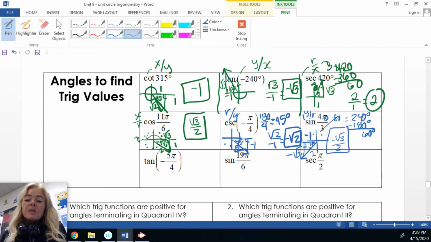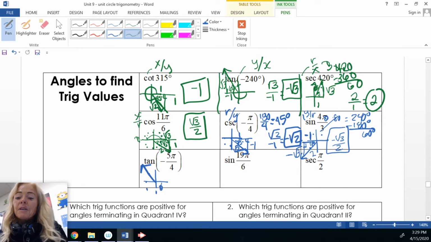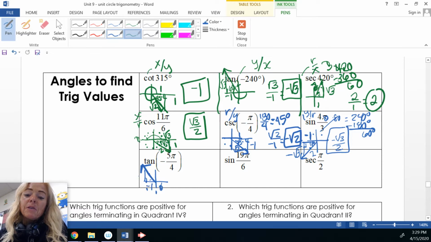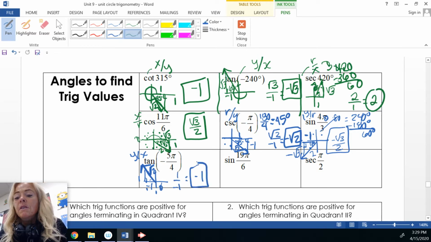Okay. Tangent, negative 5 pi over 4. So we're going to have to move in the negative direction 5 parts when we break pi up into 4 parts. So 1, 2, 3, 4, and then another 5th part. All right, so that's negative 5 pi over 4. And this is going to be pi over 4, or 45 degrees. So we have negative 1, 1, radical 2 as our side measures. And the tangent is y over x, which is 1 over negative 1, which is negative 1.